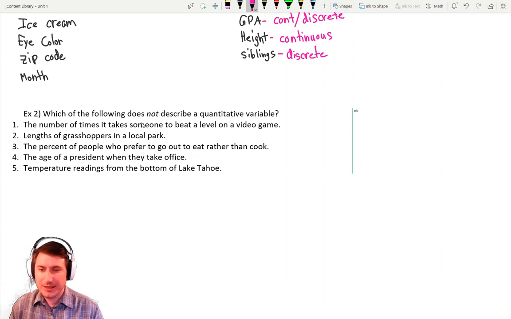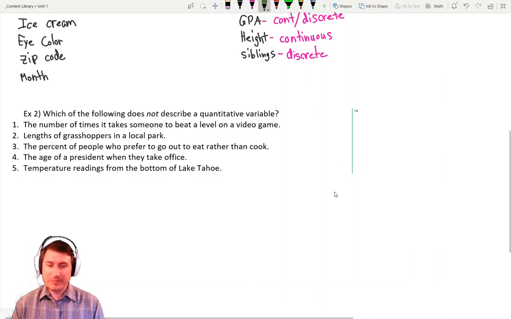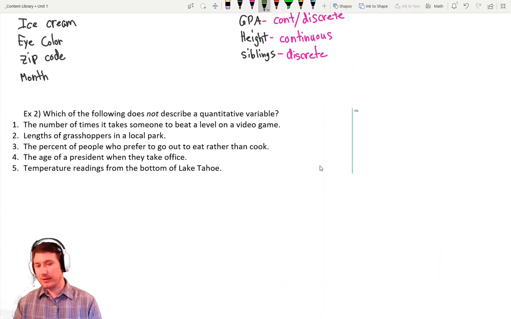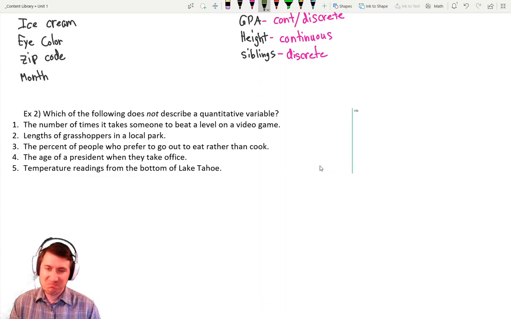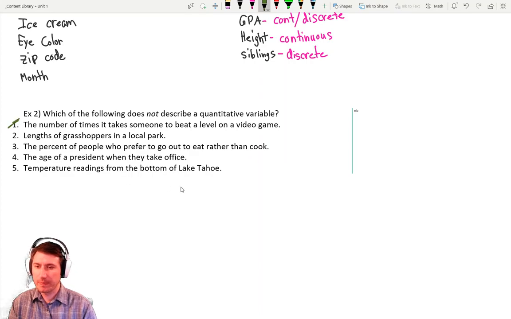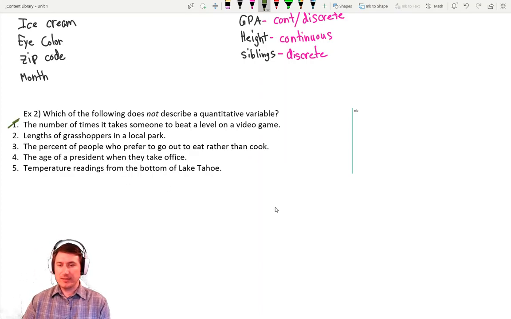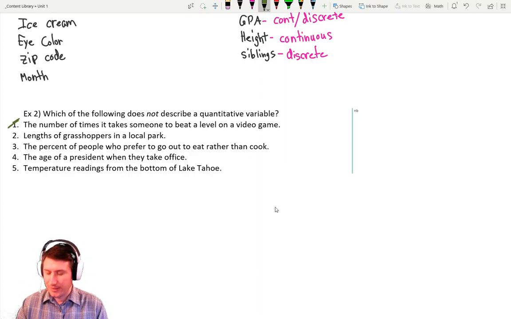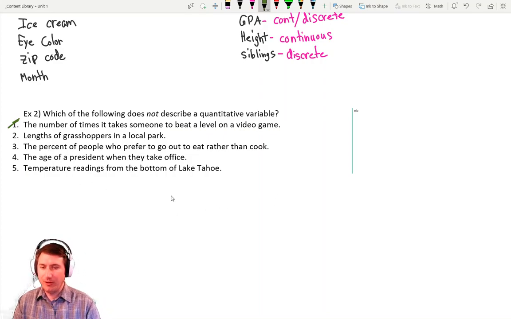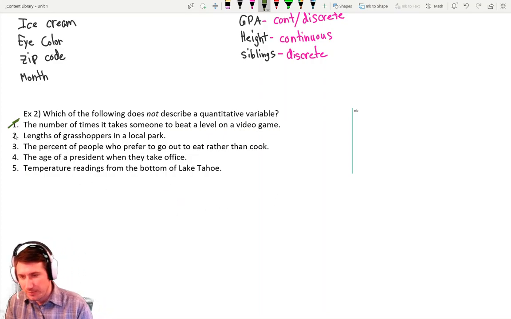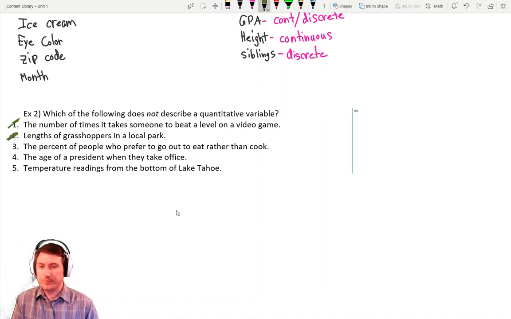So the number of times it takes someone to beat a level on a video game. Does it make sense to average that number? On average, it takes someone blank times. I think that's a good quantitative, so we don't want that one. The lengths of grasshoppers in a local park. Definitely quantitative. How long are they? I could just picture somebody crawling through the grass measuring grasshoppers.